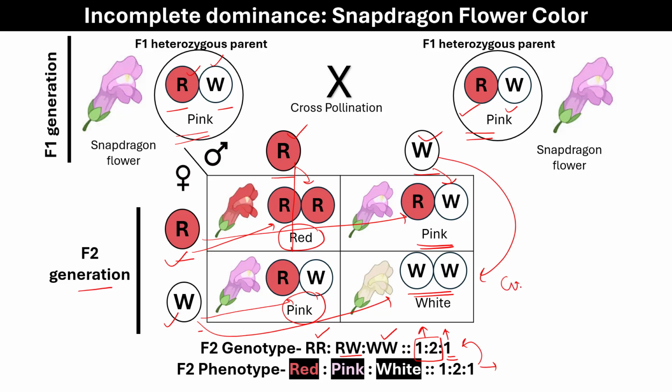So when you had complete dominance, your phenotypic ratio would be 3:1 because one character would dominate over the other. And in incomplete dominance, phenotypic ratio is 1:2:1. So you would have one red, one white, and two pinks.